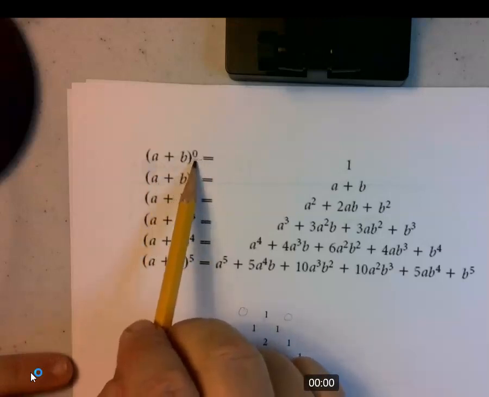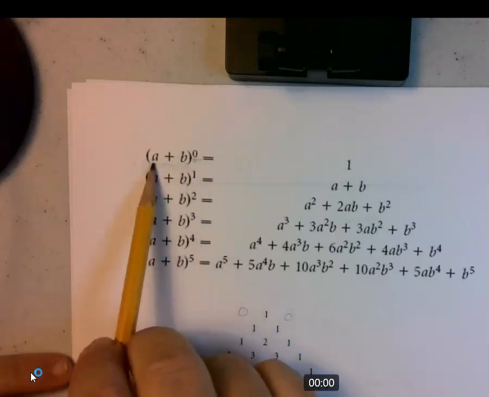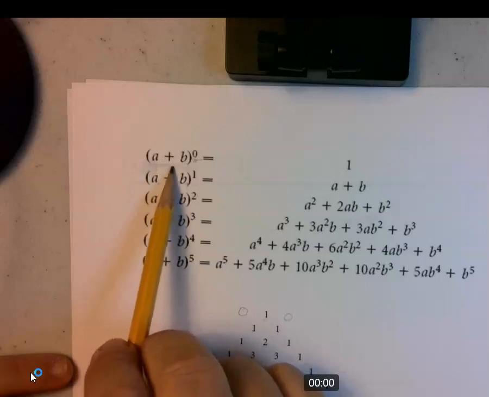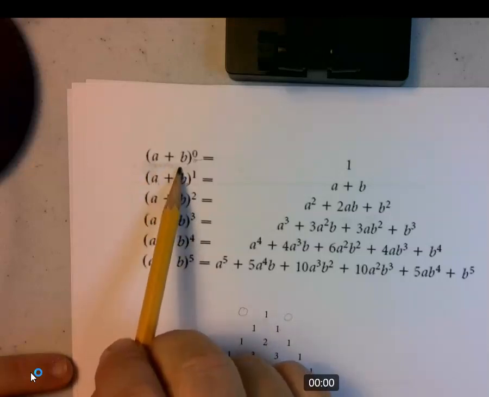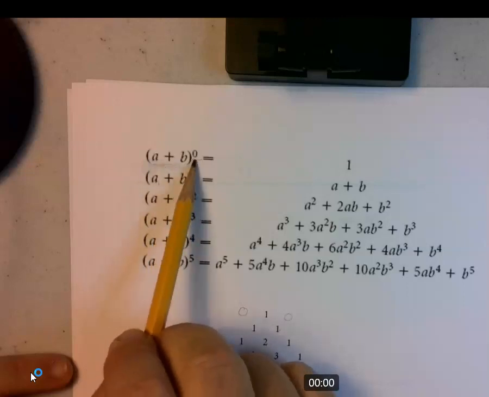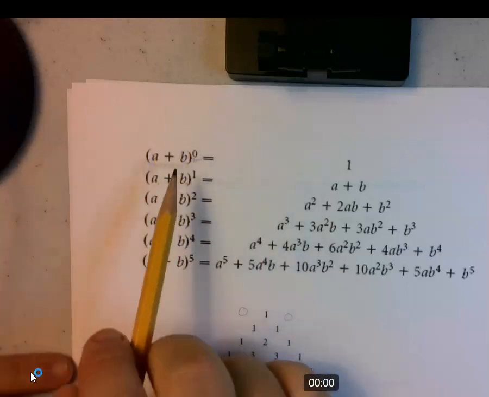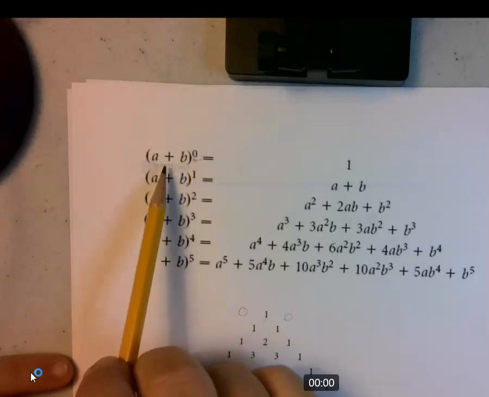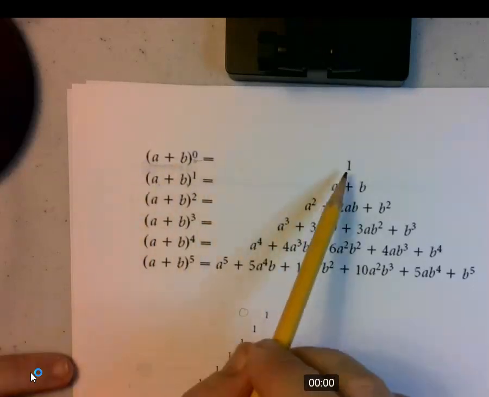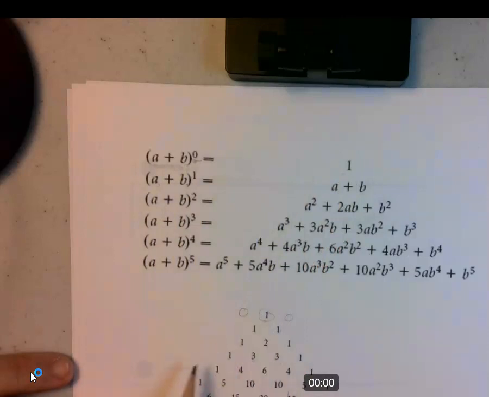Any number raised to the 0 power, well, if you're a mathematician, you'd have to put a condition on that: a plus b cannot equal 0, because if they did, that's undefined. But we're not going to go there. So let's assume that they don't add up to 0. So that means a plus b raised to 0 is 1. There's the 1 right there.